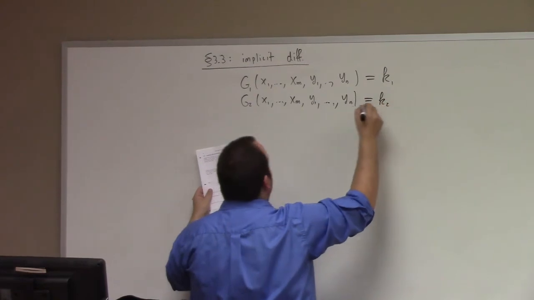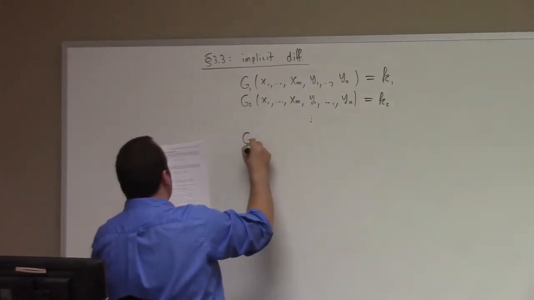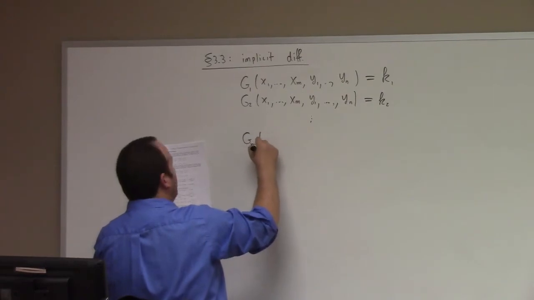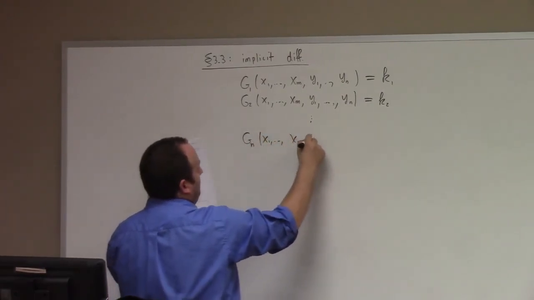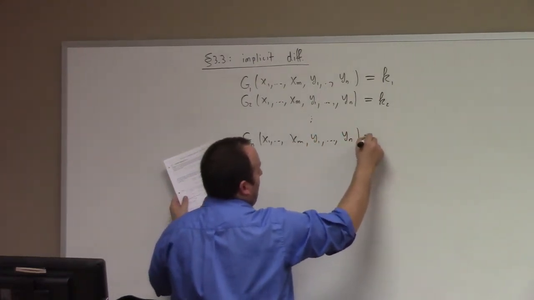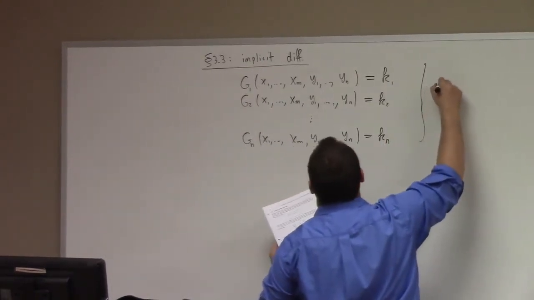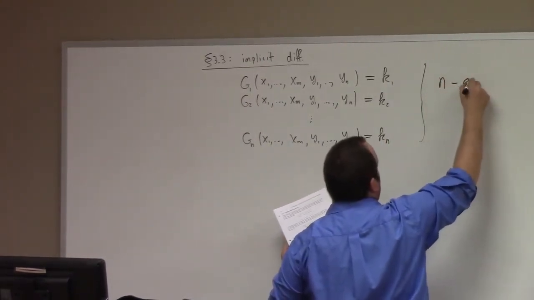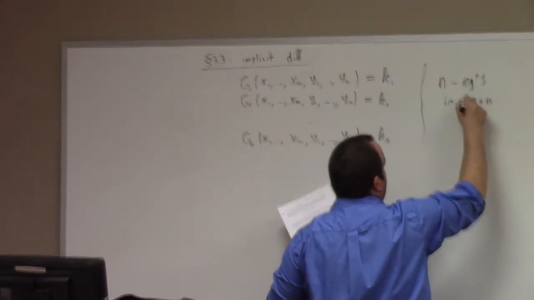So the point is, we're looking at these equations, okay? And we've got n equations. And how many unknowns? M plus n. Right, m plus n unknowns. Very good. So here's what we got. We got n equations in m plus n unknowns.